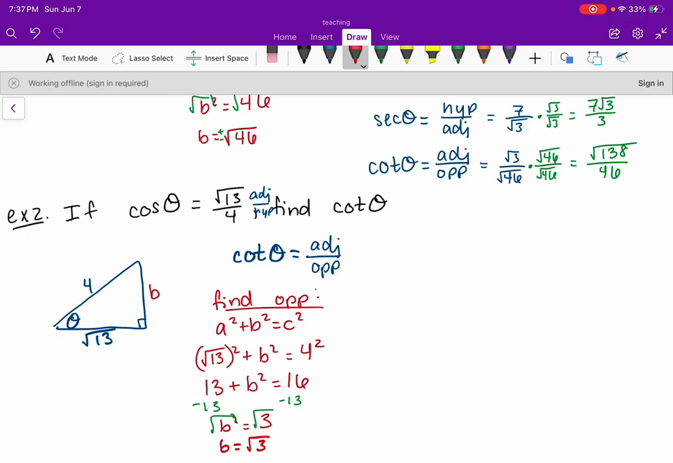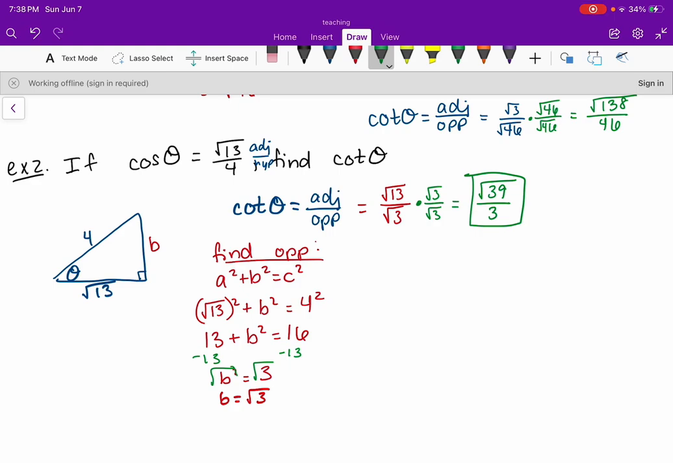So now for my cotangent, I have both my sides that I need. My adjacent is square root 13, and my opposite is square root 3. Again, we do need to rationalize this, so if I multiply by root 3 over root 3, I'm going to get root 39 over 3. And so this would be my final answer for this one.